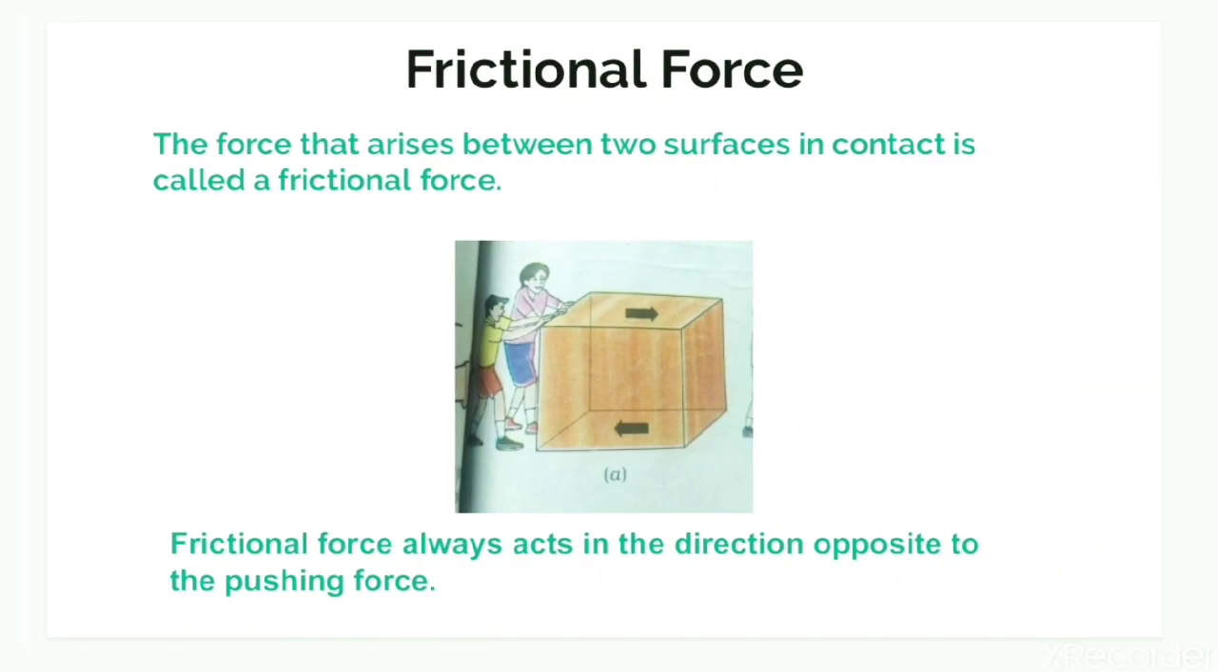What is frictional force? The force that arises between two surfaces in contact is called a frictional force. Here we see the children trying to push the box with an applied force, but it is opposed by the frictional force between the bottom of the box and the floor's rough surface. So these balanced forces do not make the box move.